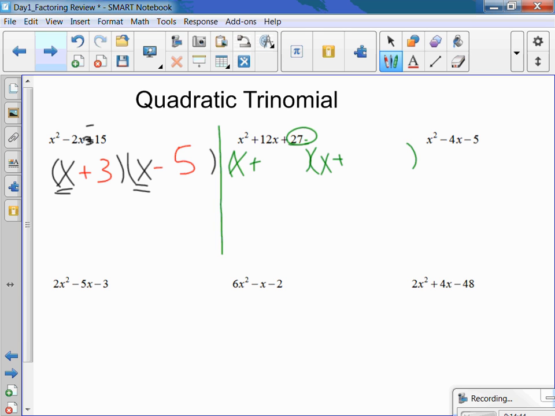Does it matter if I go x plus 3, x plus 9, or x plus 9, x plus 3? Does order matter? So here, once again, we come up with this answer. We can always check by foiling it out.